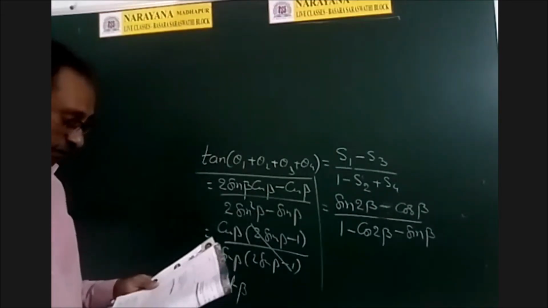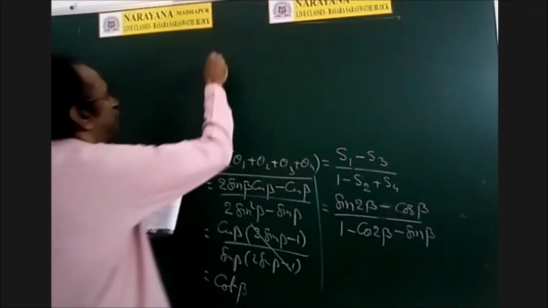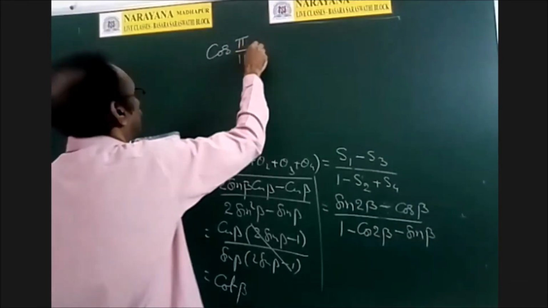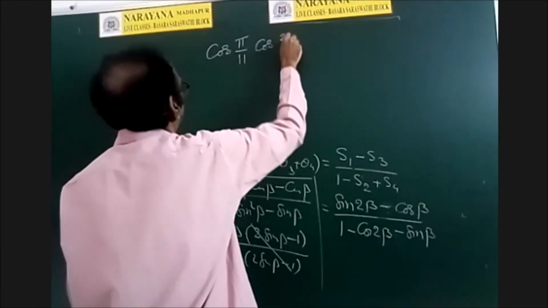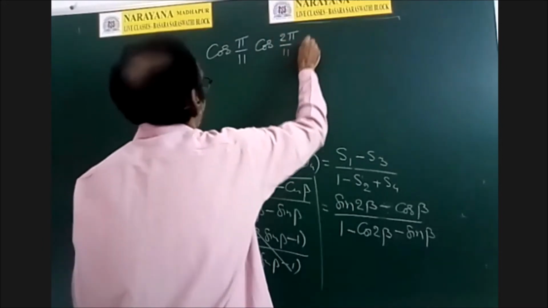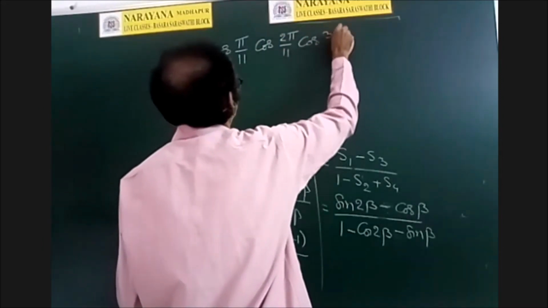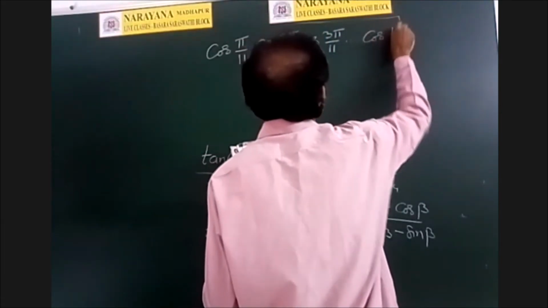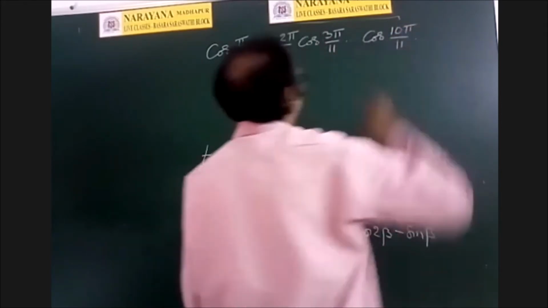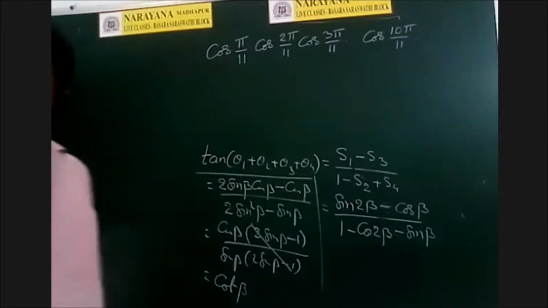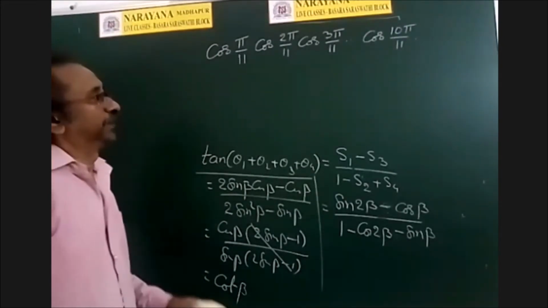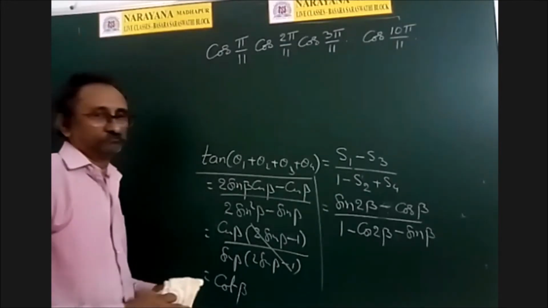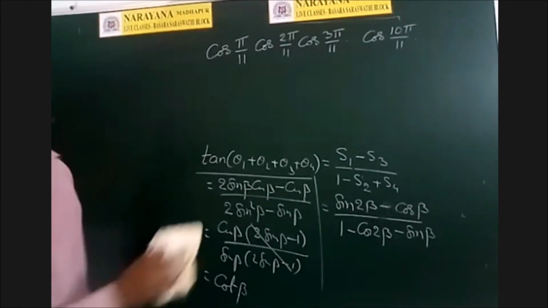See, I will do another problem, that is the 20th problem. Cos pi by 11, cos 2 pi by 11, cos 3 pi by 11 and so on, up to cos 10 pi by 11. So this is another useful method. That is question number 20.